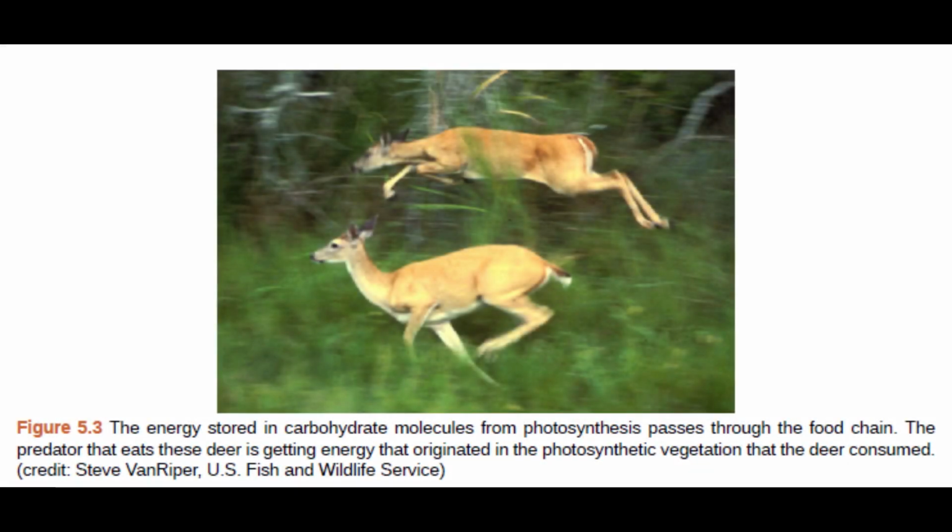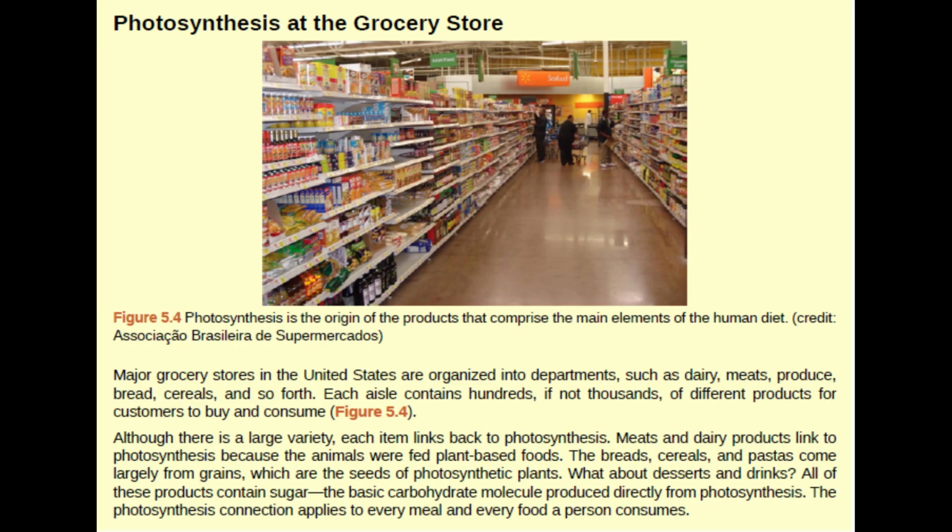Figure 5.3. The energy stored in carbohydrate molecules from photosynthesis passes through the food chain. The predator that eats these deer is getting energy that originated in the photosynthetic vegetation that the deer consumed. Let's take a look at biology in action. Photosynthesis at the grocery store. Figure 5.4.